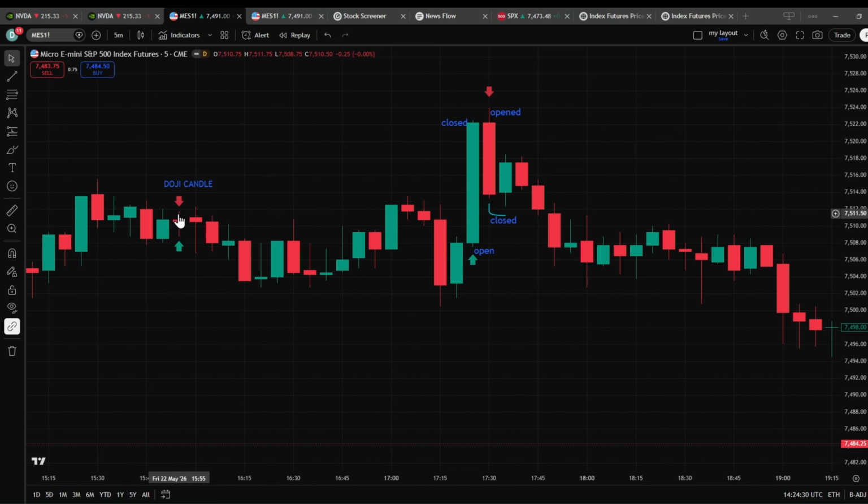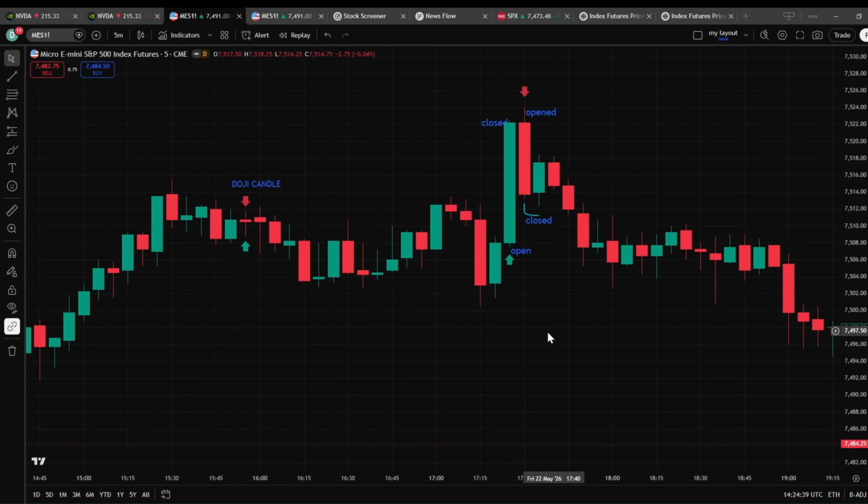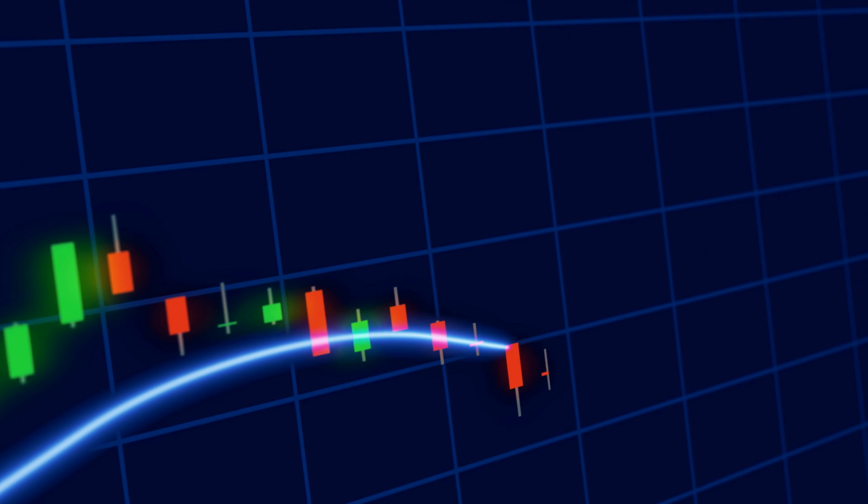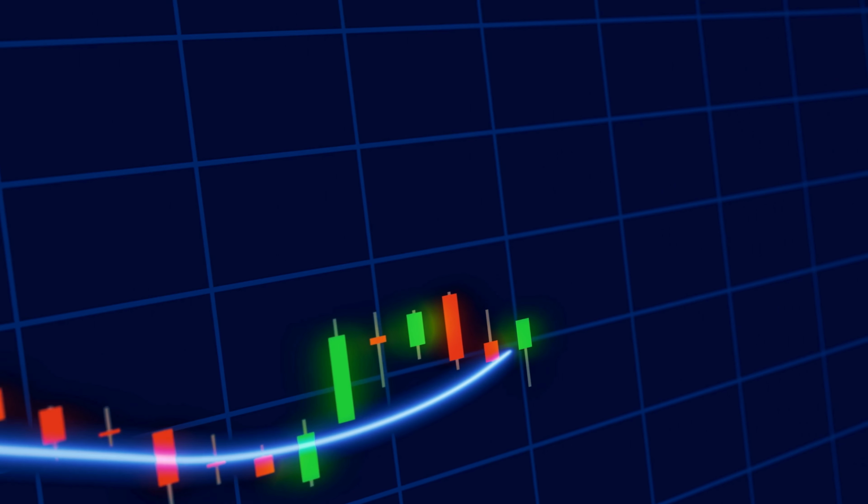And when you see a long wick on both sides with a small body in the middle, that's called a doji. A doji represents indecision. Buyers and sellers are battling, but neither side has full control yet. That's how you start reading candles like a trader. Regular candles show price truth. They show the real open, high, low, and close.